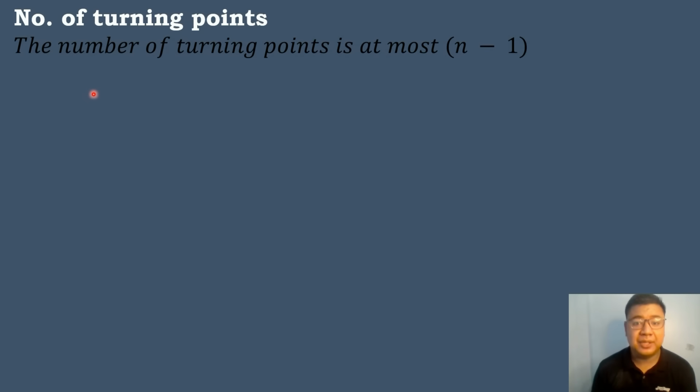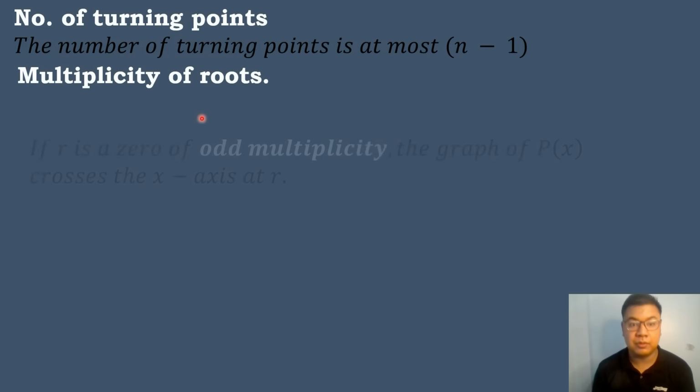So the next step is to find the number of turning points. So in finding the number of turning points, we have the number of turning points is at most n minus 1. So meaning to say, we will just subtract the highest degree of polynomial by 1 to get the number of turning points. And then after that, we will identify the multiplicity of roots.